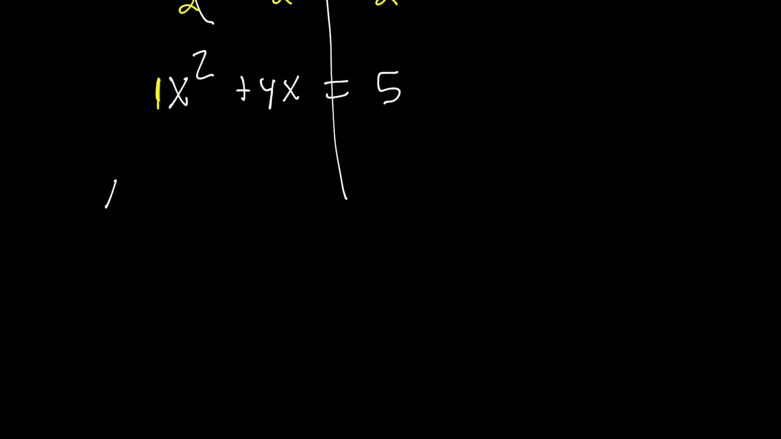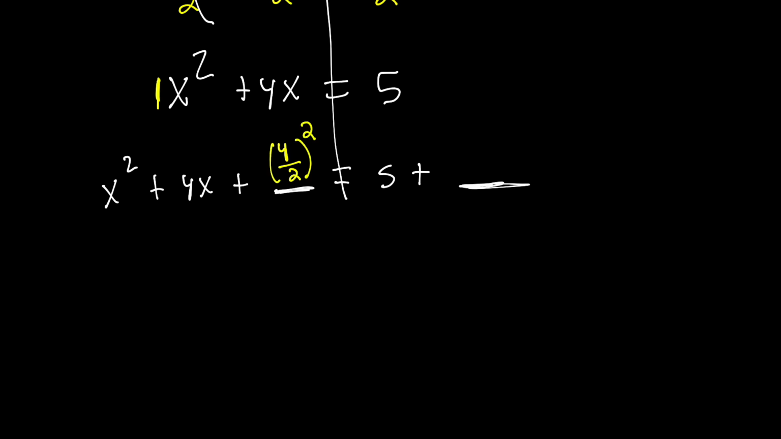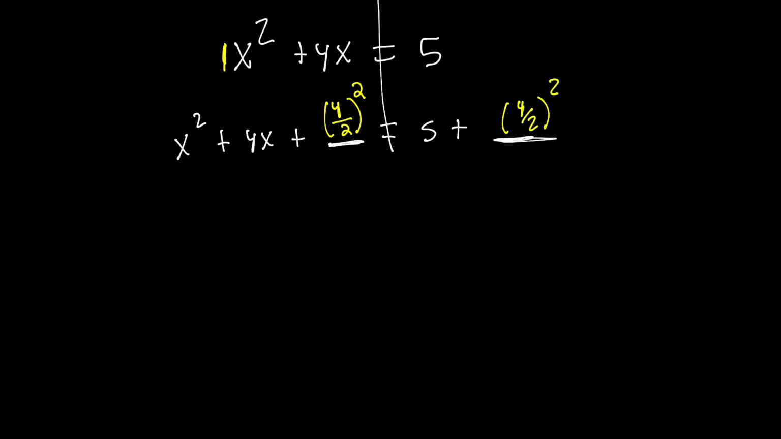So I'm going to go ahead and set this up. So x squared plus 4x plus some quantity is going to equal 5 plus that same quantity. Whatever I do to one side, I have to do to the other. Now to complete the square, I'm going to get the coefficient of x, which is 4. I'm going to divide that evenly by 2, and then I'm going to raise it to the second power. So on the right hand side, I'm also going to add 4 over 2 quantity squared.